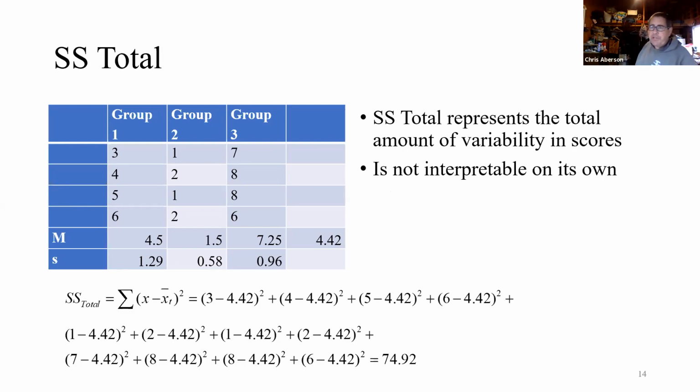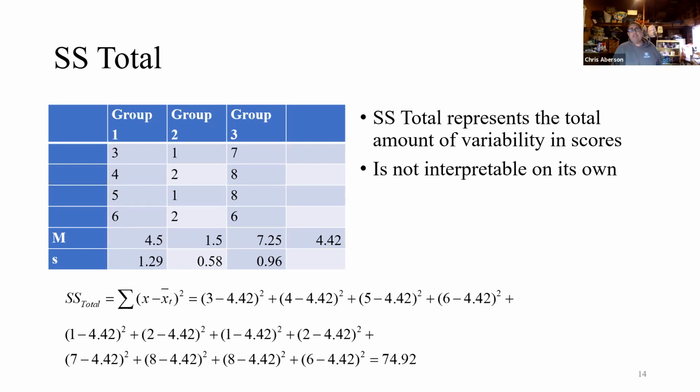Sums of square total is the amount of variability in the scores. This is not interpretable on its own. So don't try to look at these sums of square values and get any sort of meaning out of them, because they're meaningless. They're squared values. So already, it doesn't make sense to think about terms in that way. They're not interpretable on their own. The stuff we can do with them is where the real magic happens.